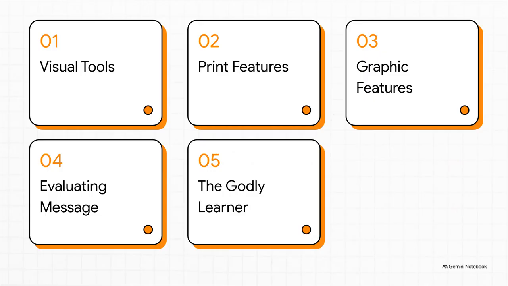Okay, let's quickly run through our roadmap for today's lesson. We've got 5 key stops: beyond decoration, print features, graphic features, discernment, and finally, wisdom and the godly learner. Let's get right into it.